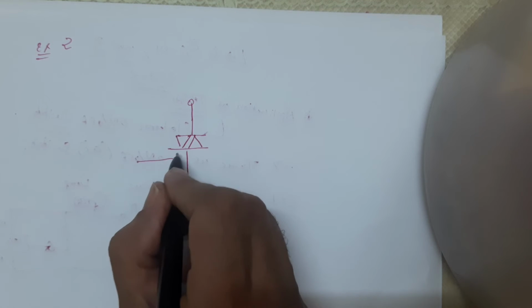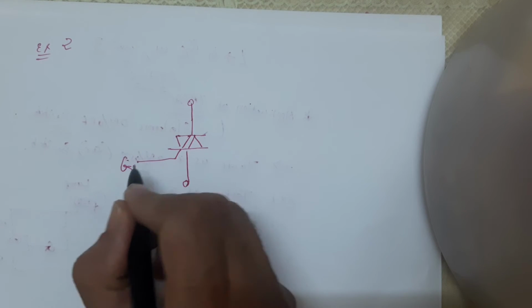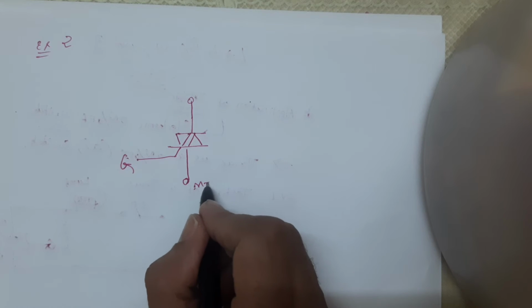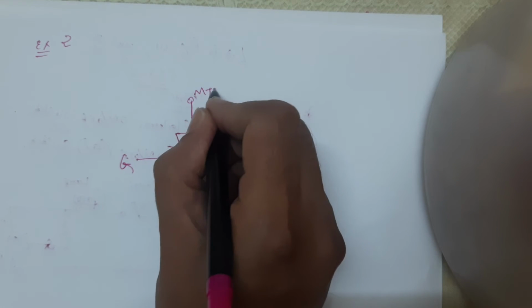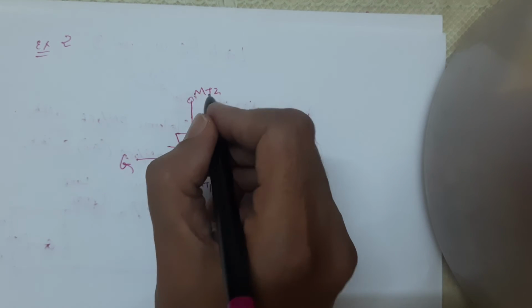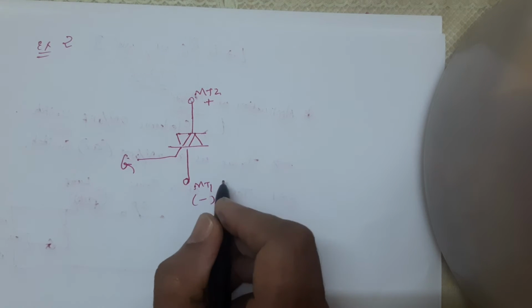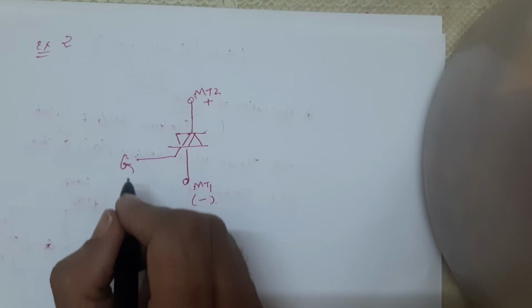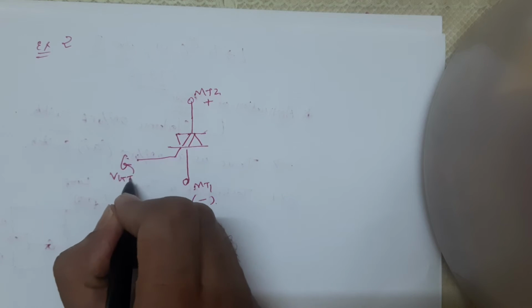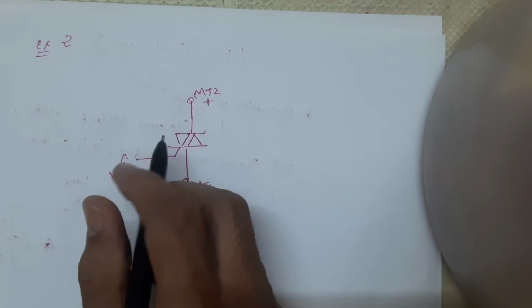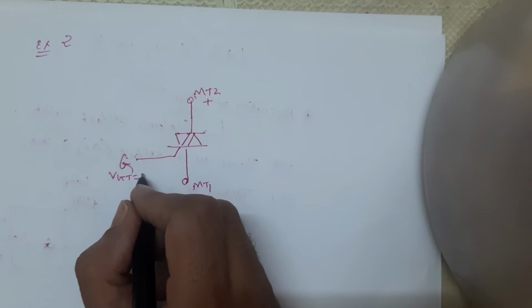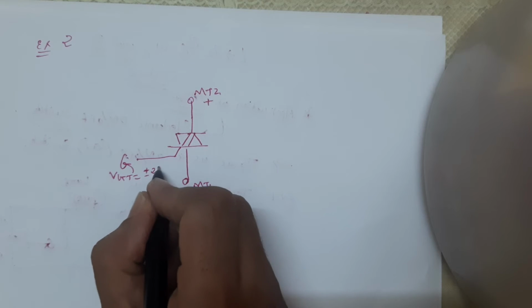This is your gate. This is your MT1. This is your MT2. If MT2 is positive, MT1 is negative, and here VGT is equal to gate voltage. It is equal to plus or minus 2 volt, right?